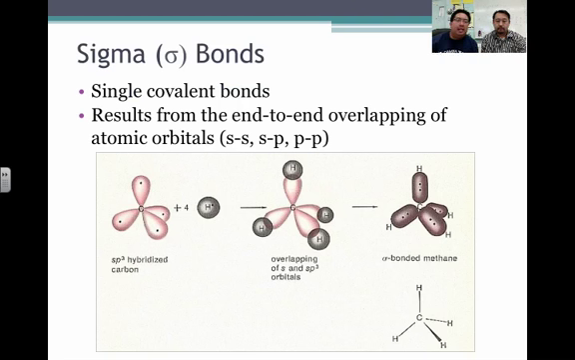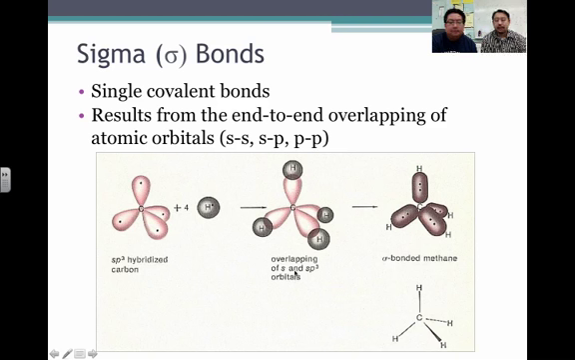Another way to look at single bonds is to call them sigma bonds. The idea of sigma bonds comes from our atomic orbitals. If each element has atomic orbitals, in order to form a covalent bond, these electron clouds or orbitals need to overlap. And when this overlapping takes place between an S and an S, an S and a P, or a P and a P sublevel, then we have the formation of a sigma bond. Don't worry about the hybridization stuff yet. We'll talk more about that later.